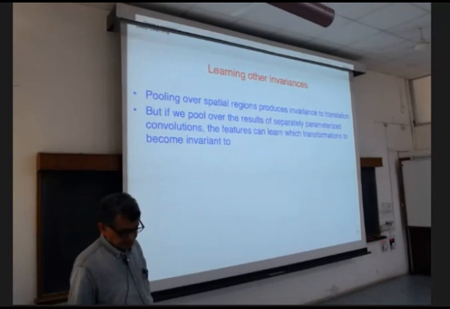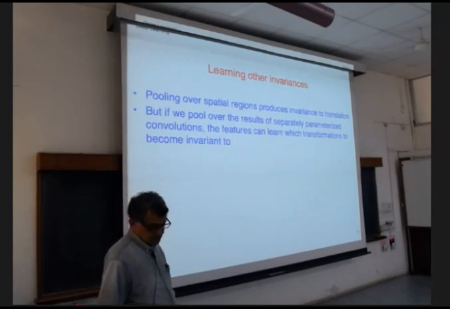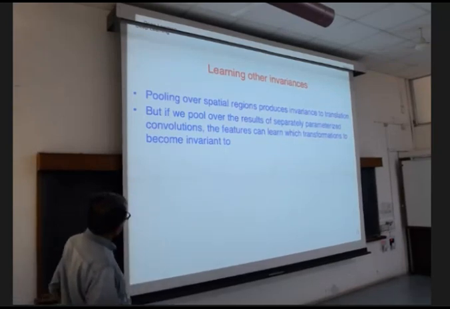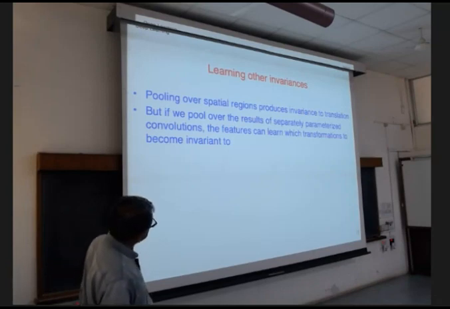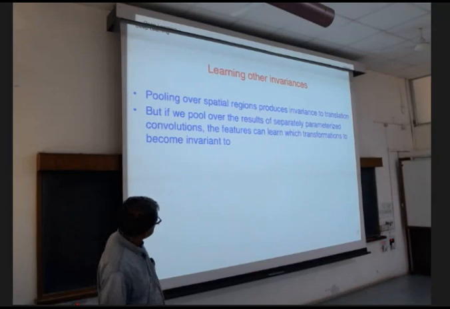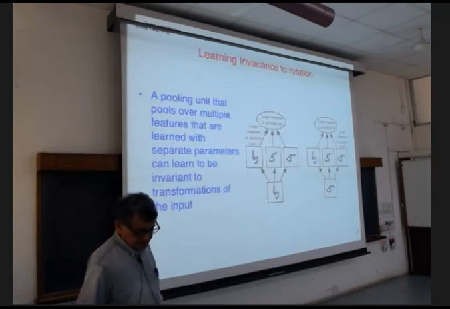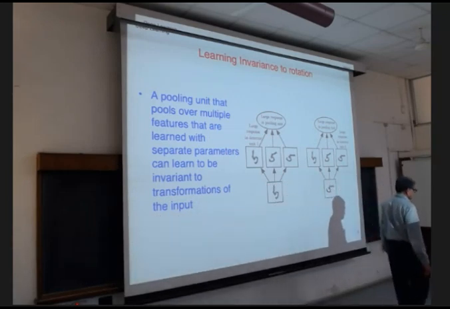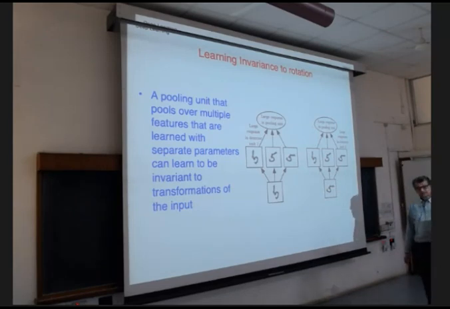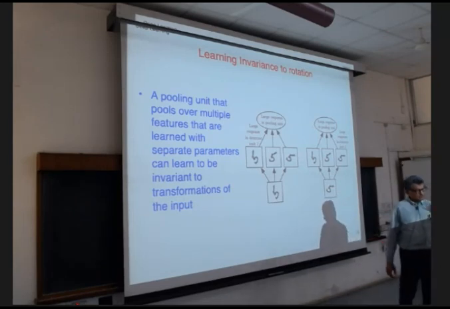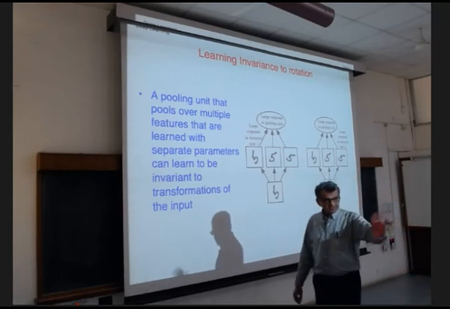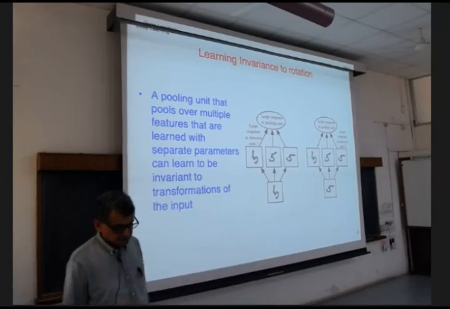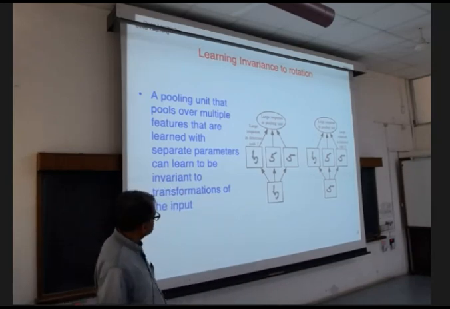And then learning other invariances. Pooling over spatial regions produces invariance to translation. But if we pool over the results of separately parameterized convolutions, the features can learn which transformations to become invariant to. This is a powerful thing. People have struggled earlier on how to make a pattern recognition system invariant to transformations of the input, like if I just rotate it a little bit, and struggled with what kind of features should be used that are invariant to the operation. And deep learning offers an answer to all of this.